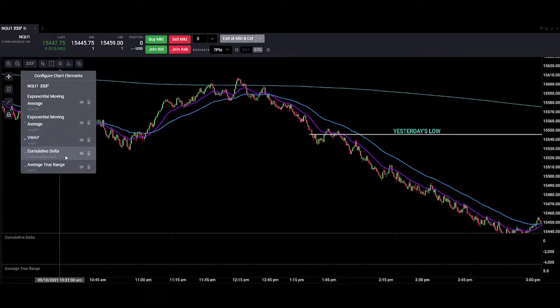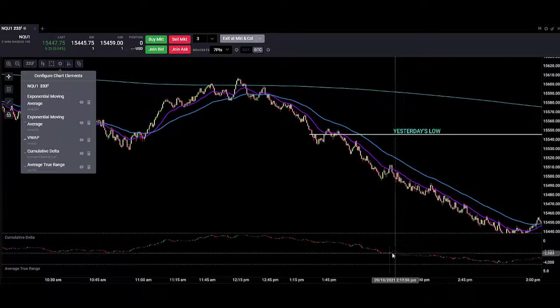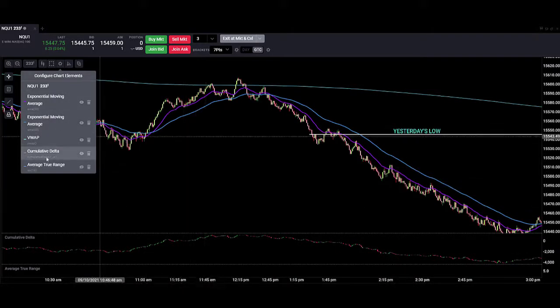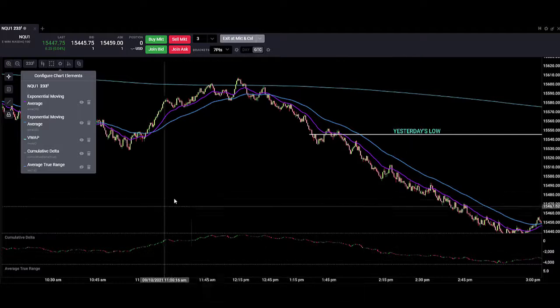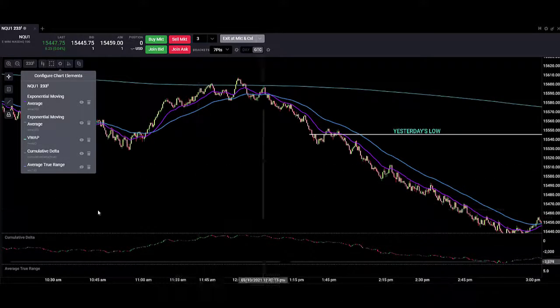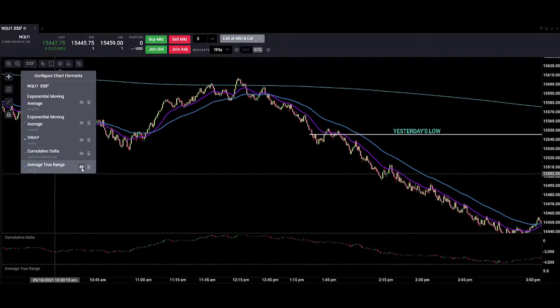I've got the cumulative delta. I use this a little bit, but not as much. If you know how to use it, you're going to put it on there, but I'm not going to get into a whole lot of that. And then average true range.